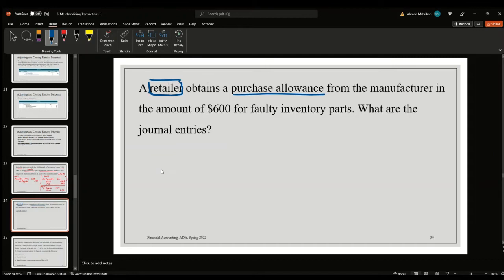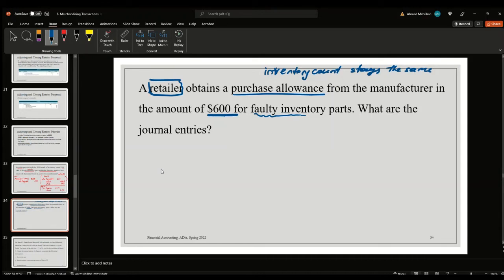Now, they obtain a purchase allowance from the manufacturer in the amount of $600 for a faulty inventory part. Allowance means that the inventory count stays the same. However, the value of it is going to go down because we're given this allowance for the faulty part. So this is a faulty inventory part. So what is going to be recorded? Very simply putting it.